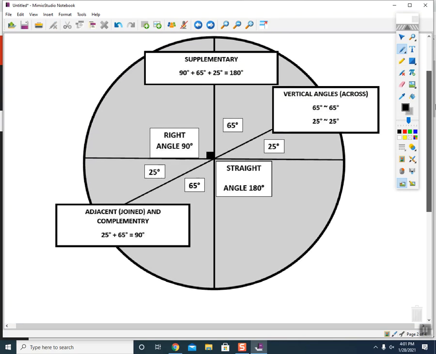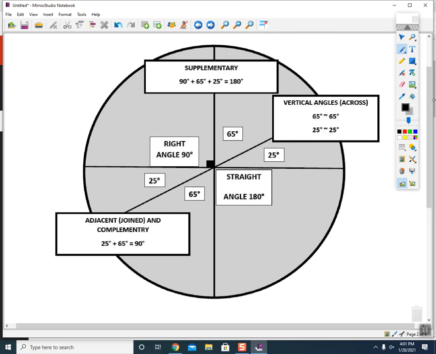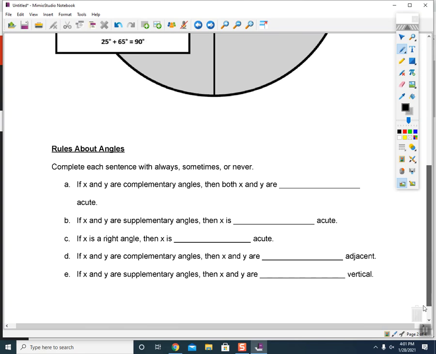All right, I also included here an image to try to put together as much of the information as I could from what we've been talking about between adjacent, supplementary, vertical, complementary, all these kinds of things. So you can look at that. Hopefully this makes some sense of what parts go where, and hopefully that visual can be helpful to you later on.